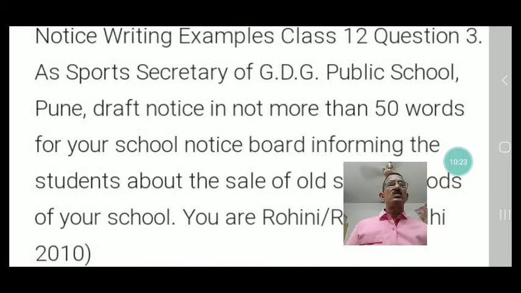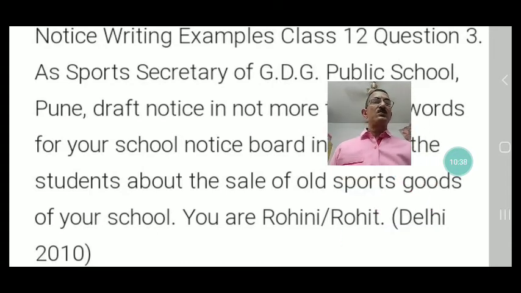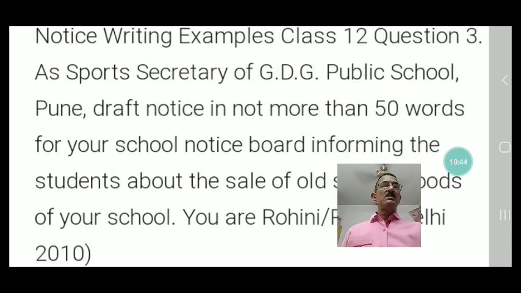Now it is question number 3. As sports secretary of GDG Public School, Pune, draft a notice in not more than 50 words for the school notice board informing the students about the sale of old sports goods of the school. You are Rohini or Rohit. This question was also asked in Delhi Board 2010.